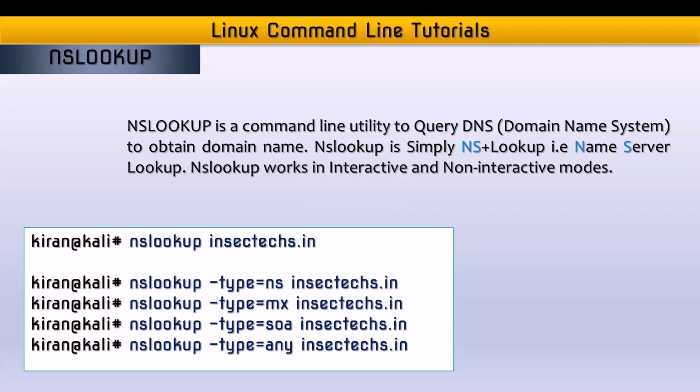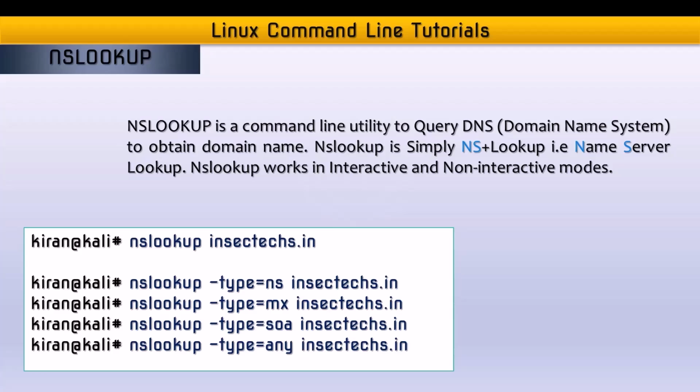As you can see in the slide, nslookup is simply ns plus lookup, that is, name server, the DNS name server, plus lookup, that is, asking. So querying a DNS server for some information, and it works in two modes, interactive mode and non-interactive mode, and about these modes I will explain a bit later in this video. As you can see in the slide, the command can be used as follows. At the terminal prompt, you type nslookup and the domain name, that is, nslookup INSECTECHS.in, and below we have certain options like querying name server, mail server, SOA or any information.